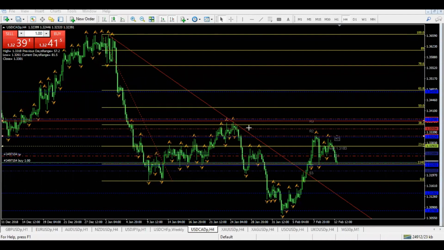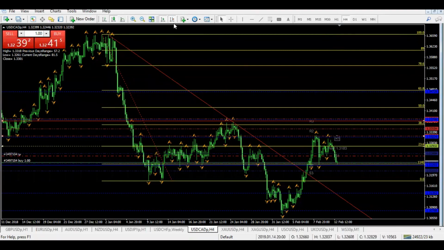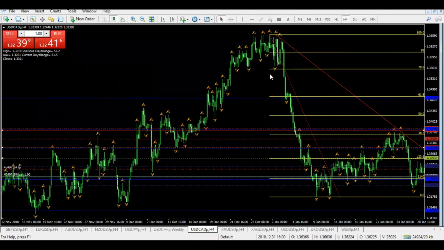From the top to the bottom, I drew it. My Fibonacci was 38. When I draw my Fibonacci from top to bottom, I had an uptrend. It was an uptrend, it was bullish. See here? Here, my trend was an uptrend.